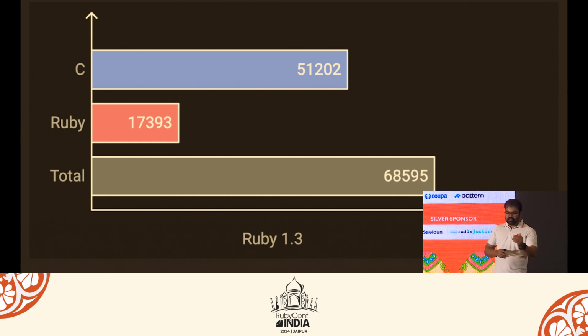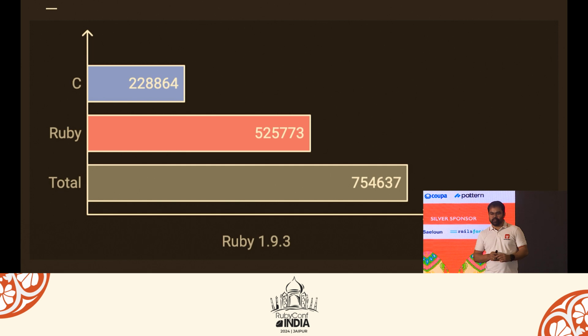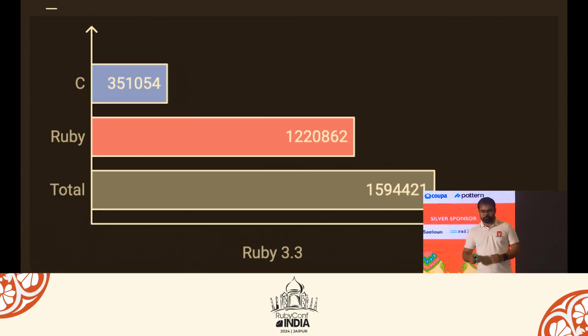So as you can see, at 1.3, the C code is close to 51,000 and Ruby code is about 17,000. And then this is how it changed in Ruby 1.9.3, where the Ruby code is 525,000 and the C code is 228,000. And then when we come to Ruby 3.3, this is how it changed. So C code got lesser and lesser, and the Ruby code got higher and higher.